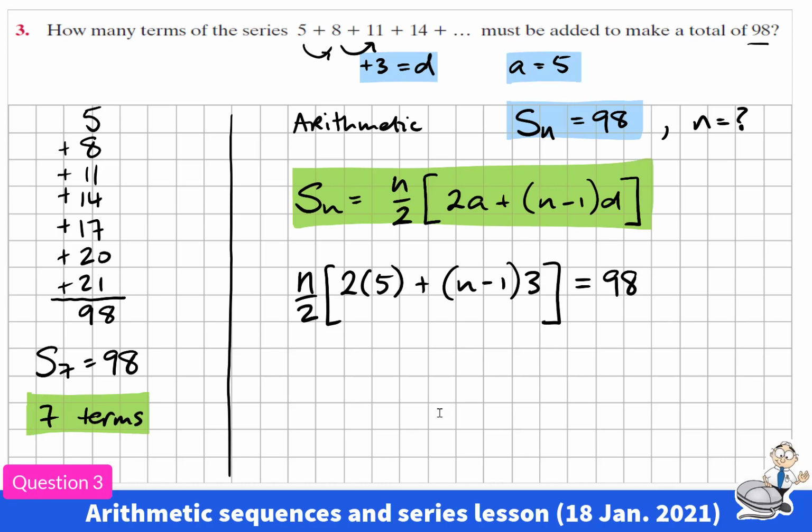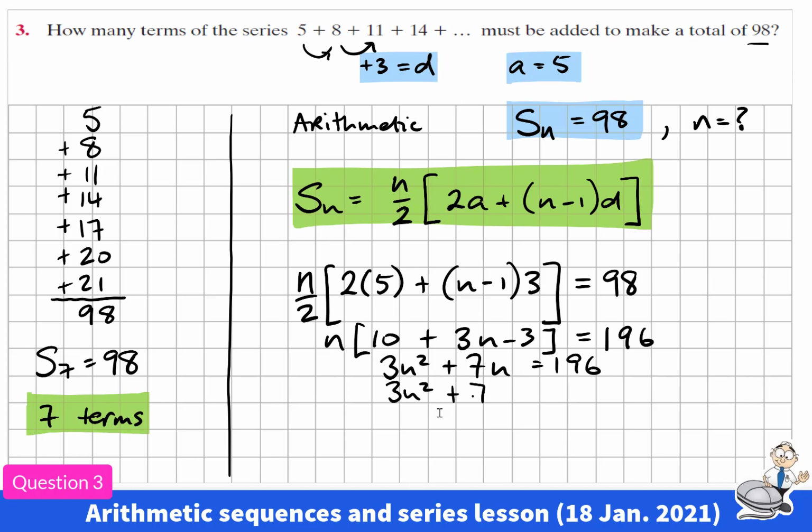I might double both sides just because I don't like n divided by 2 there. And I'm going to start multiplying out. So n times 10 plus 3n minus 3 is equal to, doubling the other side, 196. Multiplying by the n, I'm getting 10n plus 3n squared. Actually, I might realize that I have 10 minus 3, which is 7. So I might do this differently. I might say that 3n squared plus 7n is equal to 196. I might divide across by 2. No, 3 won't divide in, so I just need 3n squared plus 7n minus 196 is equal to 0.